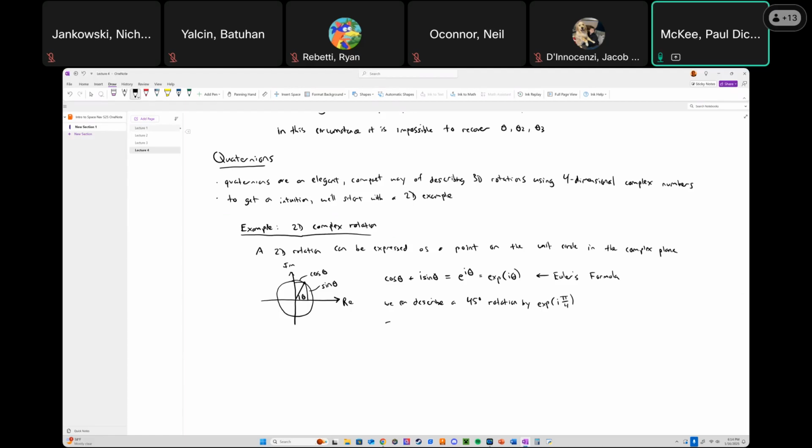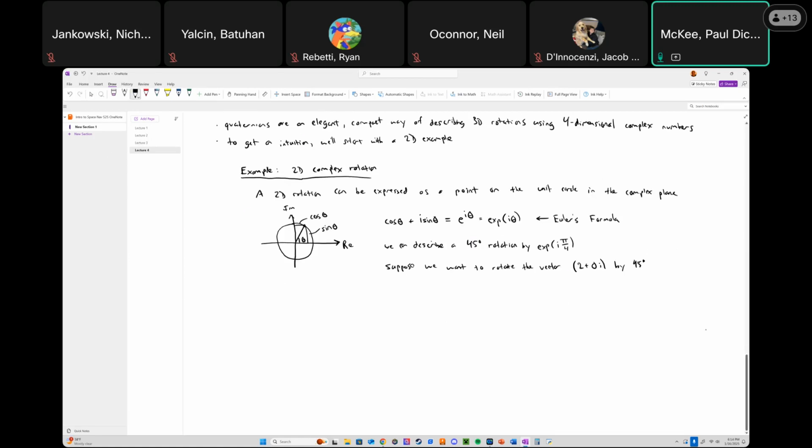So suppose we want to rotate the vector 2 plus 0i, so just the number 2 on the real number line, by 45 degrees. Well, what do we do? We just multiply it out. Okay, so intuition would tell us, right? What should we get when we rotate the vector 2 by 45 degrees?